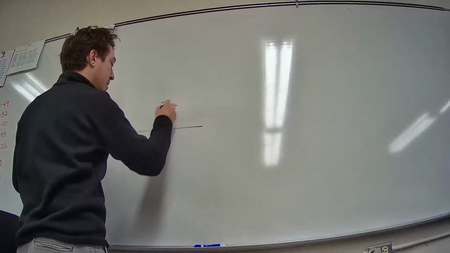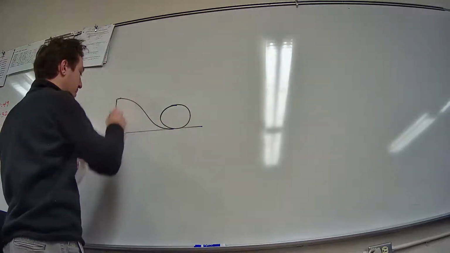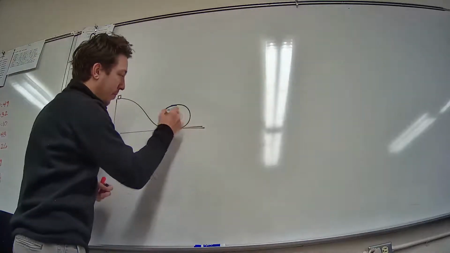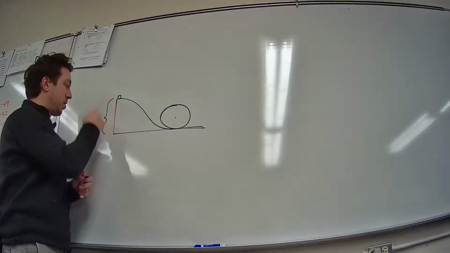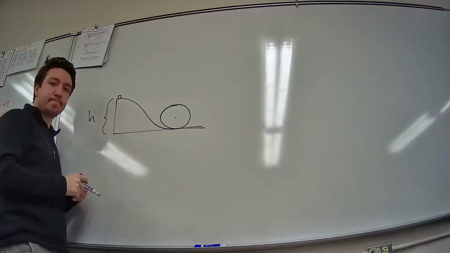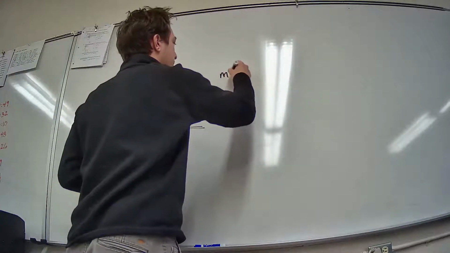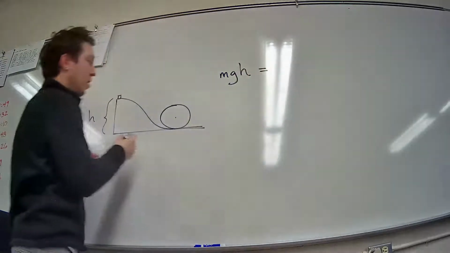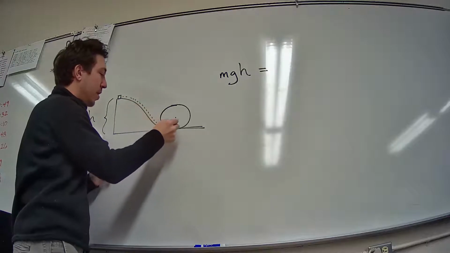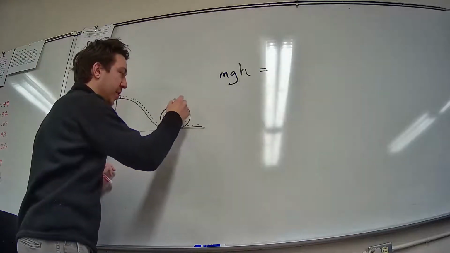Here's the ground. Here's the loop-de-loop. Here's the ramp. What should I write for his energy here? MGH. So he starts off with MGH. And then we know that eventually he's going to come down the ramp, around the loop. But we're concerned with this moment right here.